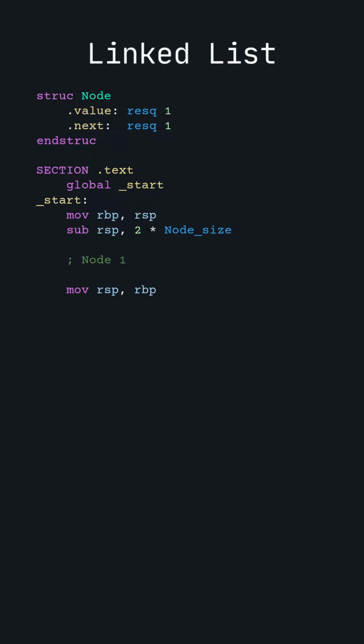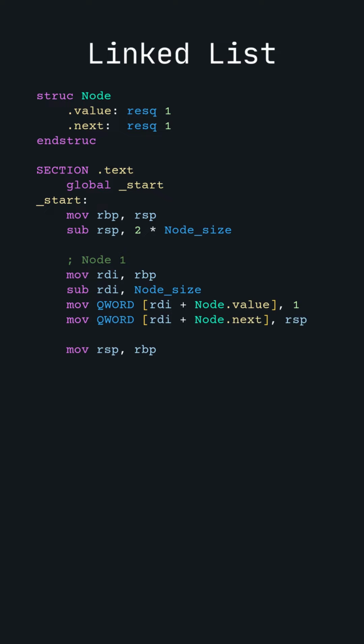To create our first node, we will move the value of the base pointer into RDI and then subtract the size of one node. RDI now points to the first node in memory. We'll set the first node's value to 1 by moving 1 to the address of the first node plus the value property's offset. Because the stack pointer has not changed since we last manipulated it, we know it holds the address of the second node, so we'll set the first node's next property to RSP.